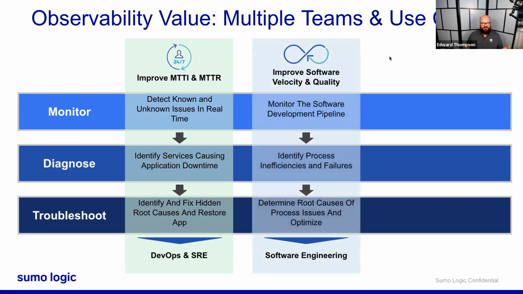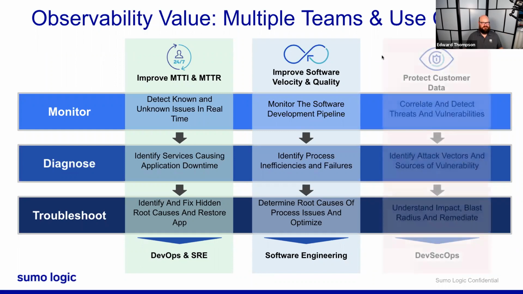Where people today are probably most interested is how they can improve their software velocity and quality. So they want to monitor what's going on in their development pipelines, identify problems in their processes and procedures, where they might have human problems rather than tooling problems, identify some root causes, and work out how they can optimize those processes and resolve those issues. So that's in the software engineering development space.